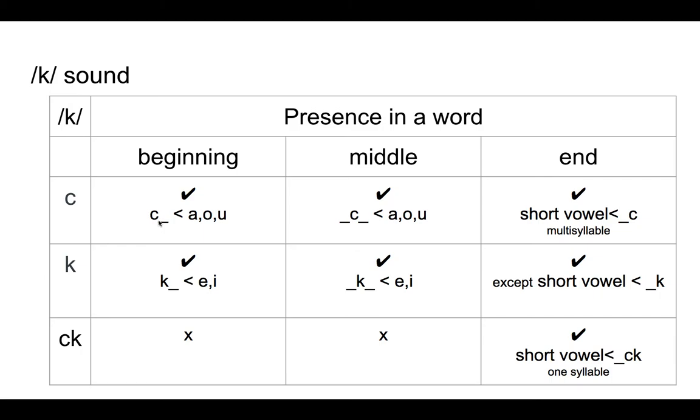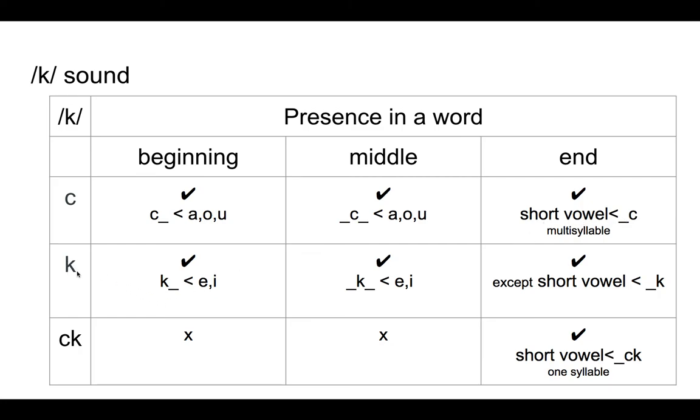C comes at the beginning of a word for the k sound if it comes before the vowels A, O, or U. And C comes in the middle of a word for the k sound if it comes before the vowels A, O, or U. Whereas at the end of a word, C is used for the k sound if it comes after a short vowel sound.